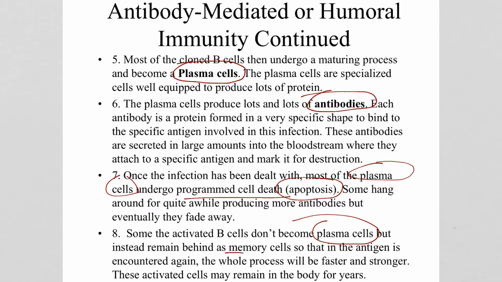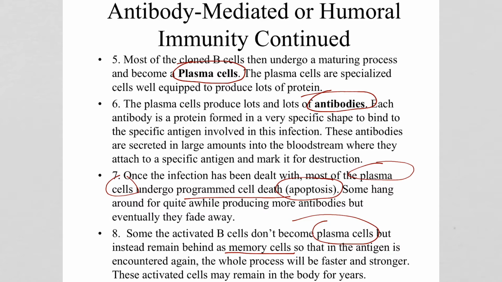But some of those activated B cells never became plasma cells in the first place. They instead became a type of cell called a memory cell. In this case, a memory B cell, or a memory B lymphocyte. So if that antigen ever gets into your body again, a lot of the initial steps are skipped. The secondary immune response happens in a much faster way. It's also a much bigger response.